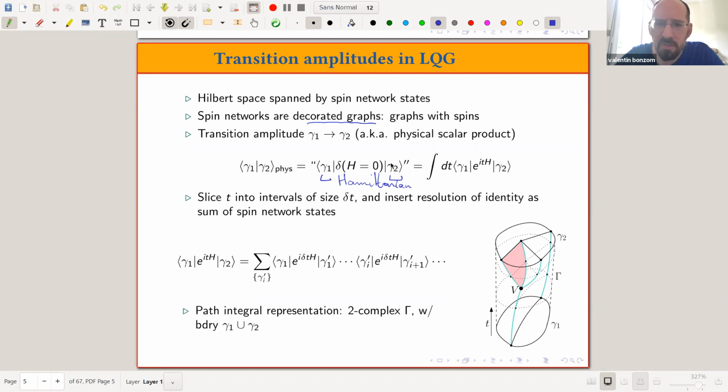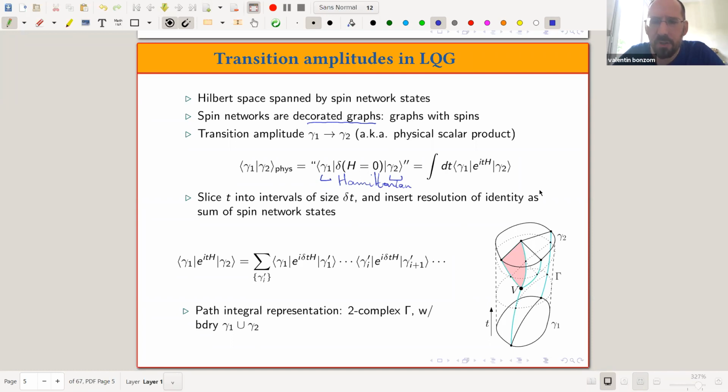So here it's formal, obviously, because delta of h equals 0 is not super well defined, let's just say. But at least formally, I can expand this delta function using a fictitious variable t, which actually should be the shift n from the point of view of general relativity. So here it's the integral dt, and I have exponential ith as an operator.